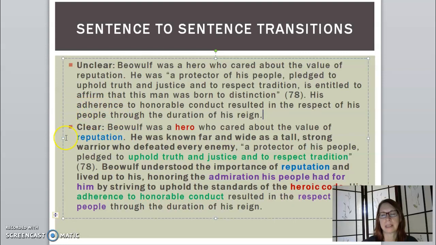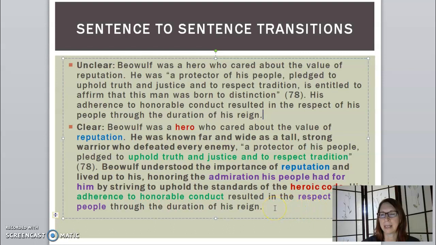So the second one says, Beowulf was a hero who cared about the value of reputation. He was known far and wide as a tall, strong warrior who defeated every enemy, a protector of his people, pledged to uphold truth and justice and to respect tradition. Beowulf understood the importance of reputation and lived up to his, honoring the admiration his people had for him by striving to uphold the standards of the heroic code. His adherence to honorable conduct resulted in the respect of his people through the duration of his reign.